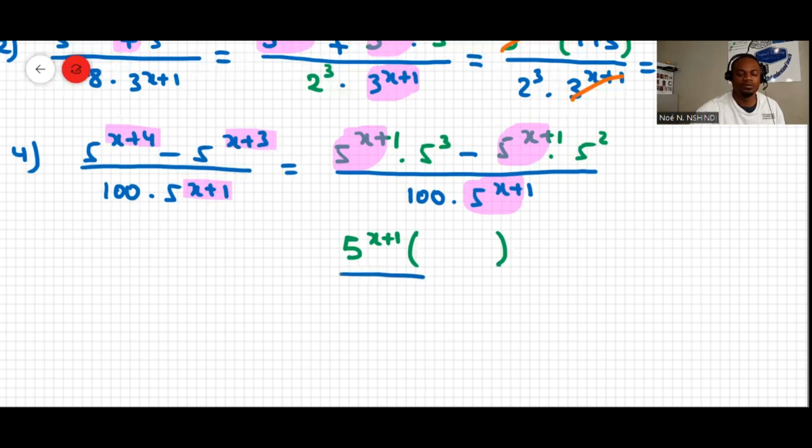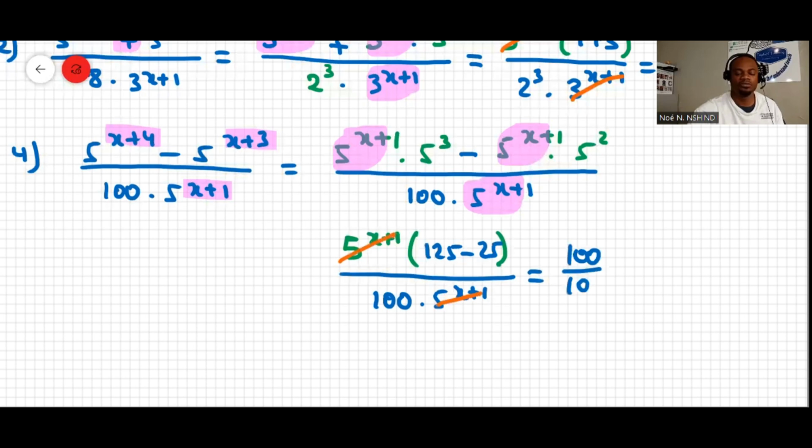All over 100 times 5 to the x plus 1. So here within the bracket, we are left with 5 to the power of 3, which is 125, and then 5 to the 2 is 25. Then we can simplify this and that, and then we have 100 over 100, which is just 1. Okay.